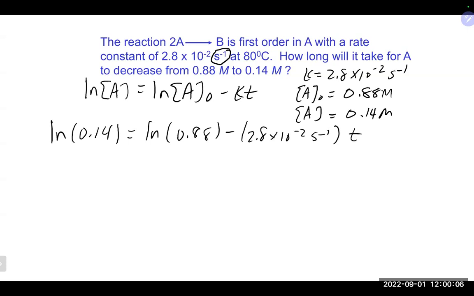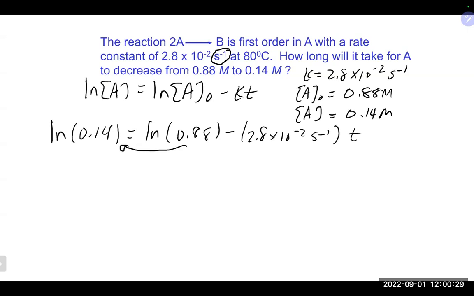So we want to solve this mathematically correctly. Mathematically speaking, I personally would do this. I'm going to take the natural log of 0.14. Then I'm going to subtract the natural log of 0.88 to the other side.